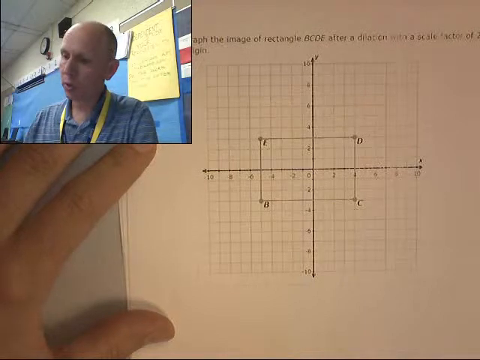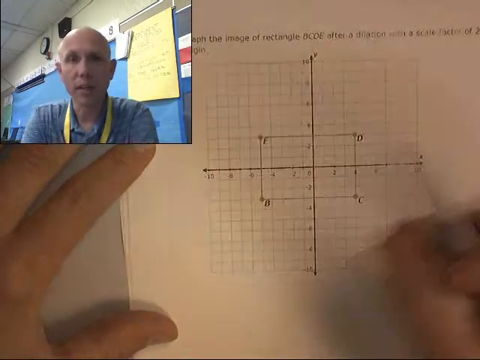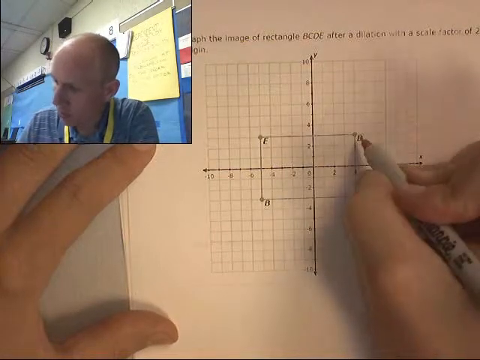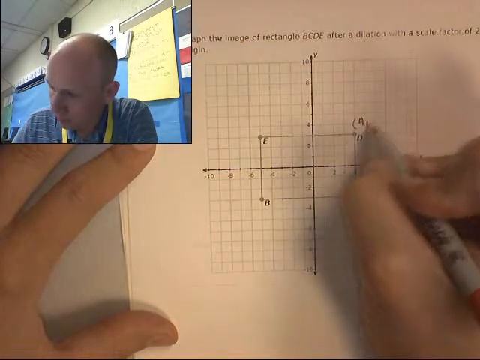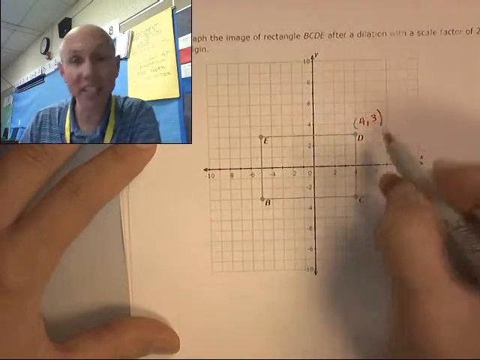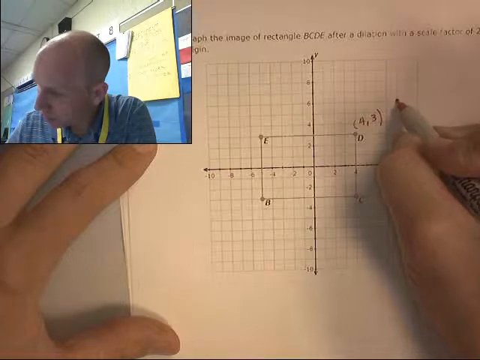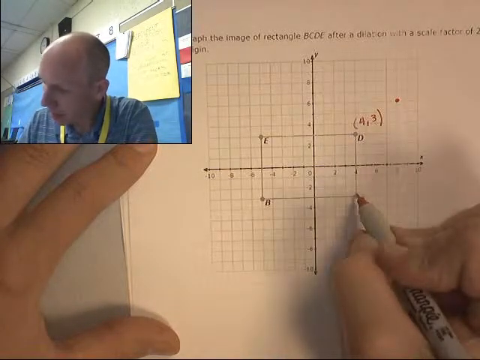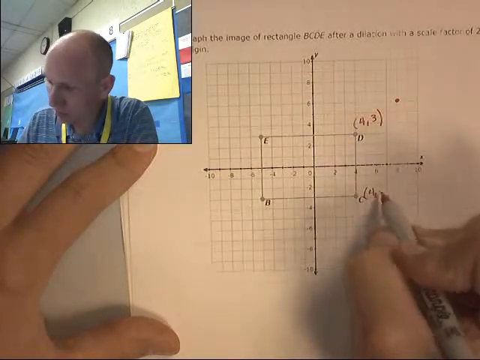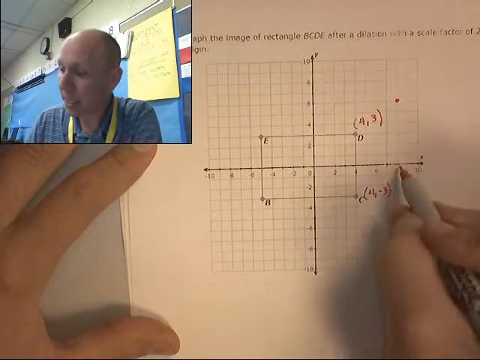So I'm going to graph this image after a dilation of a scale factor of 2. So let's think about this point right here. This is at 4, 3. And I'm using a scale factor of 2, so that's going to become 8, 6. This is at 4, negative 3. Scale factor of 2, that takes it to 8, negative 6.